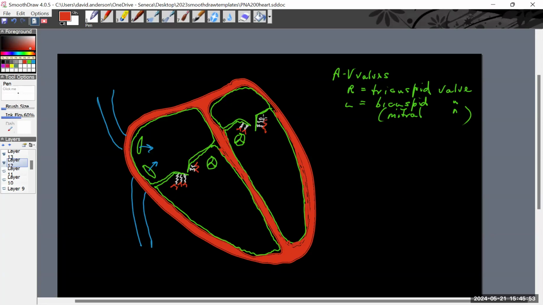So they're anchored. And these flaps that help to hold the valves open or closed are called the chordae tendineae.